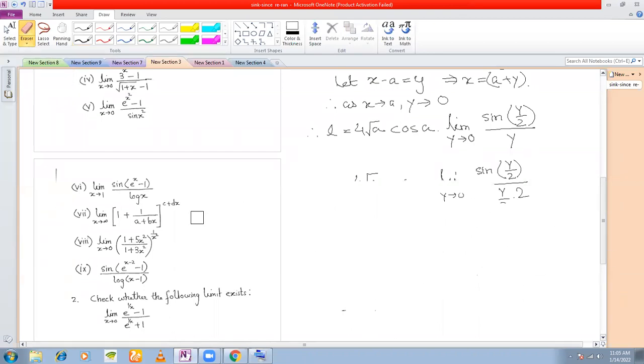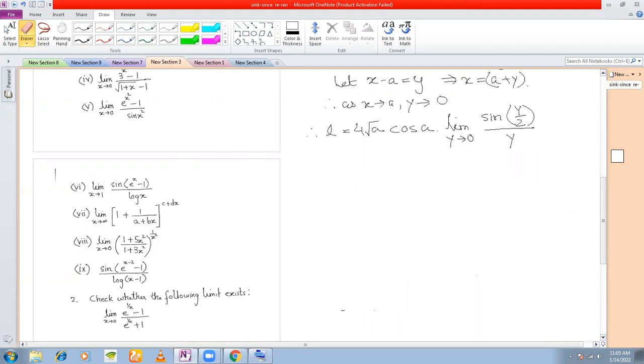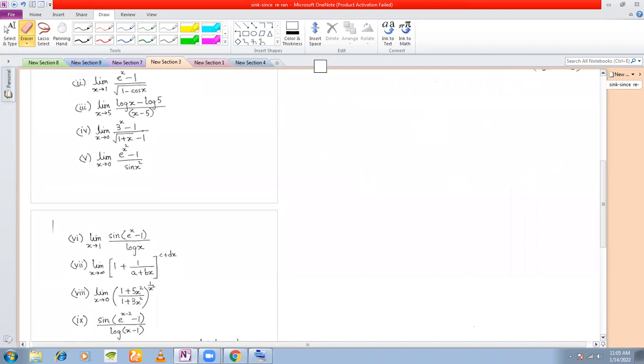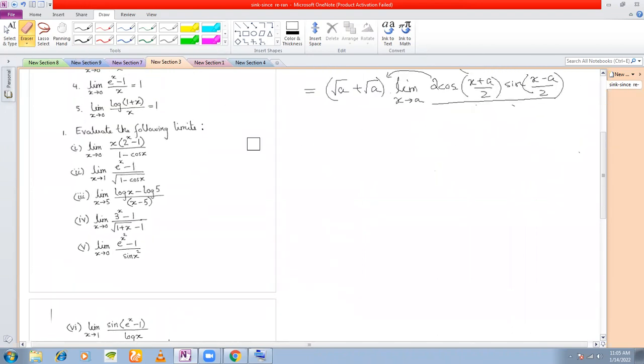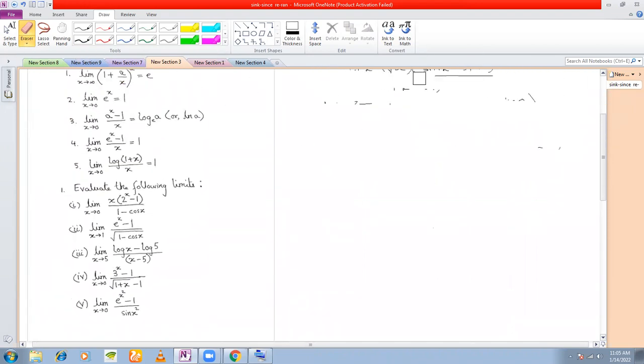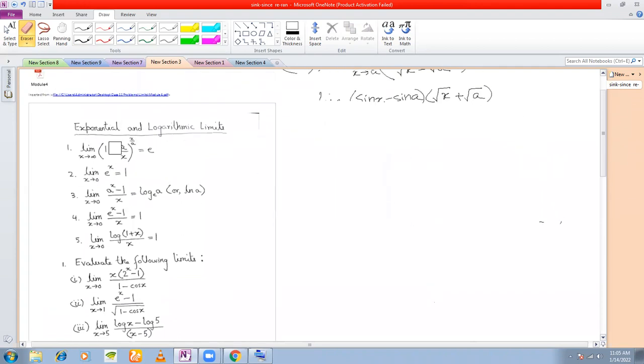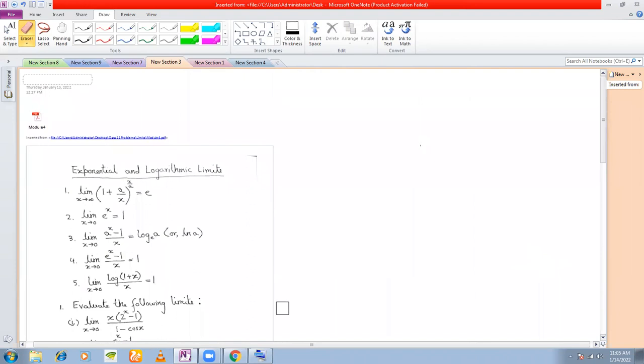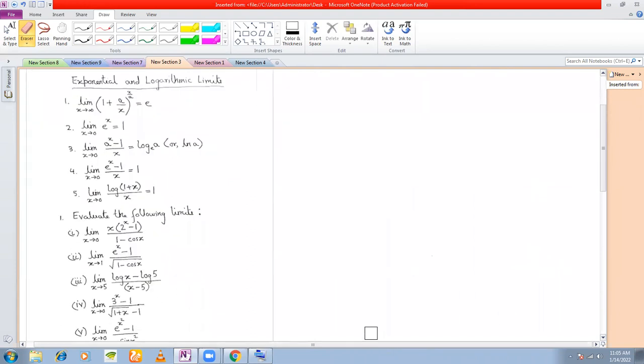Okay, we move to the next set of problems. Now in the next set of problems, you have some standard limits which you need to memorize. You have the first limit here. If you see, this is the most important limit. While doing problems, you have to make certain adjustments.